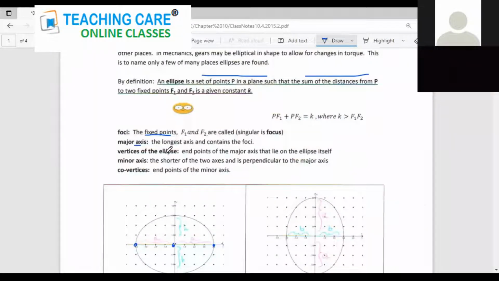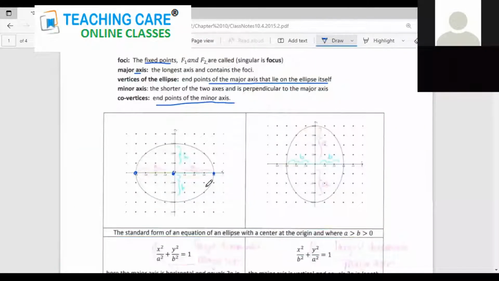Vertices of the ellipse are the end points of the major axis that lie on the ellipse itself. The minor axis is the shorter of the two axes, and co-vertices are the end points of the minor axis. These pictures show how it will look. If it is horizontal, with respect to the x-axis, the ellipse is like this, and for the vertical, it will be like this.